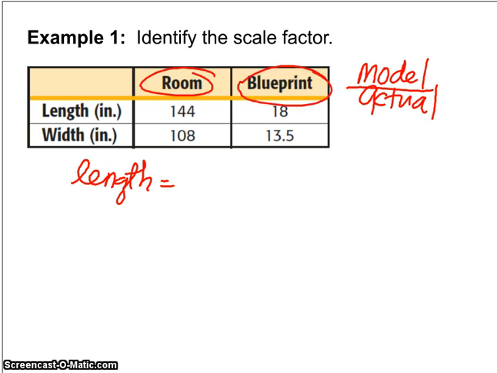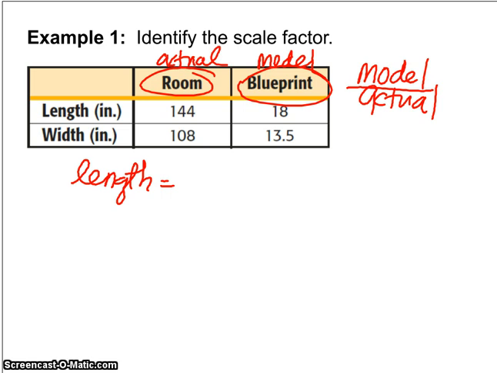The two objects that we're looking at here are a room and a blueprint. Again, a blueprint is a scale drawing. Which of these represents the model, the room or the blueprint? The blueprint. So I'm going to label this model. And the room is the actual. These are the actual dimensions of the room.